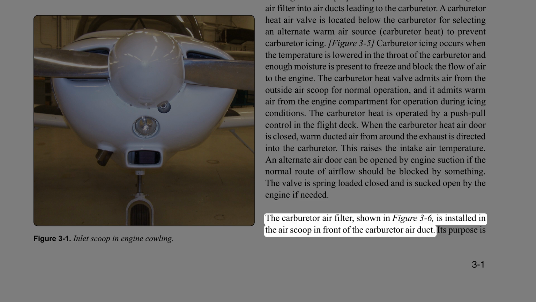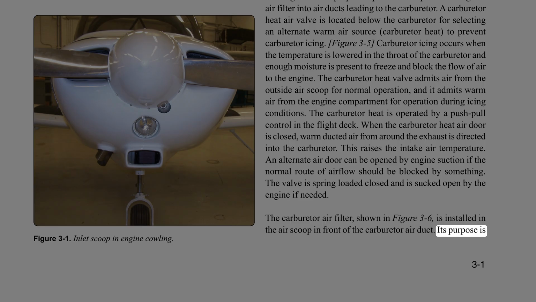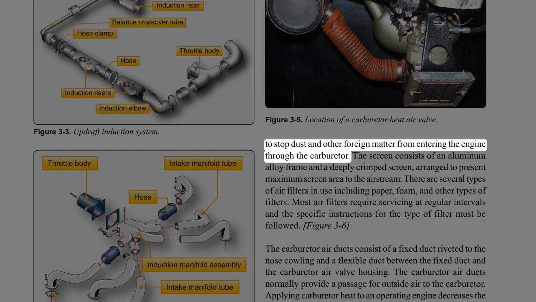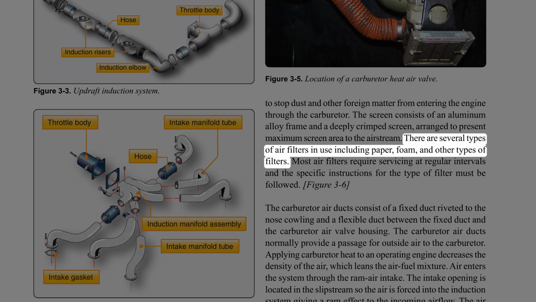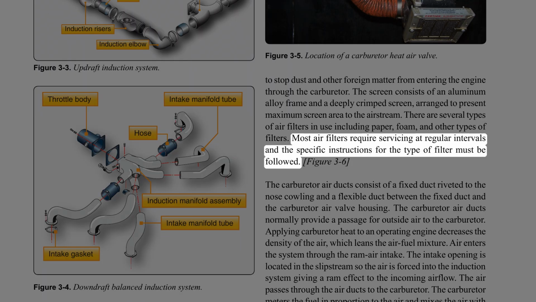The carburetor air filter, shown in Figure 3:6, is installed in the air scoop in front of the carburetor air duct. Its purpose is to stop dust and other foreign matter from entering the engine through the carburetor. The screen consists of an aluminum alloy frame and a deeply crimped screen, arranged to present maximum screen area to the airstream. There are several types of air filters in use including paper, foam, and other types of filters. Most air filters require servicing at regular intervals and the specific instructions for the type of filter must be followed.